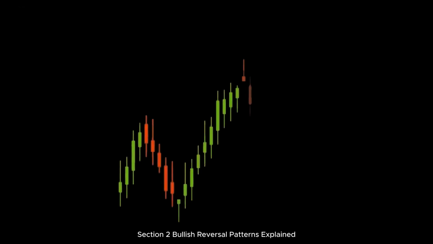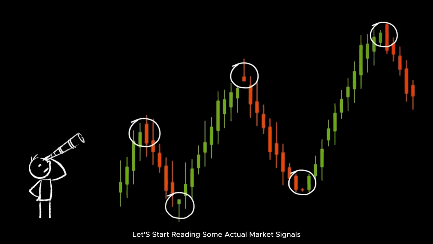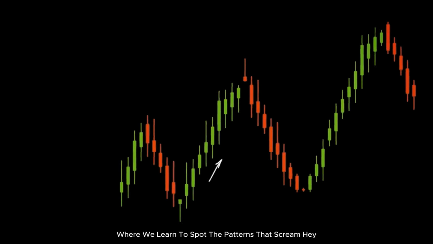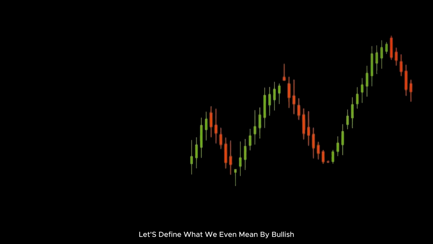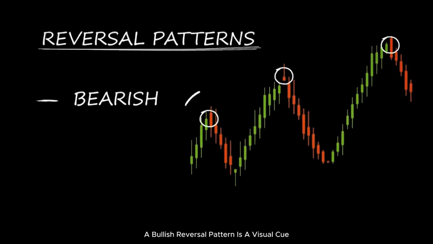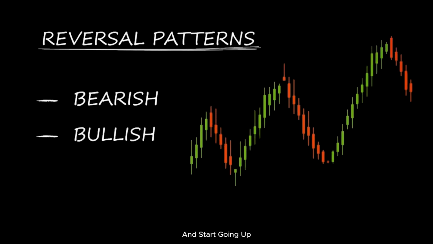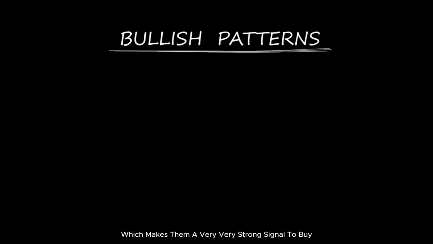Section 2. Bullish Reversal Patterns Explained. Alright, now that we know our alphabet, let's start reading some actual market signals. This is the really exciting part where we learn to spot the patterns that scream, hey, time to buy. First off, let's define what we even mean by bullish. In the financial world, a bullish reversal pattern is a visual cue showing that a price that's been steadily dropping is highly likely to reverse direction and start going up. These patterns act like your own personal early warning system that the market is turning around, which makes them a very, very strong signal to buy.